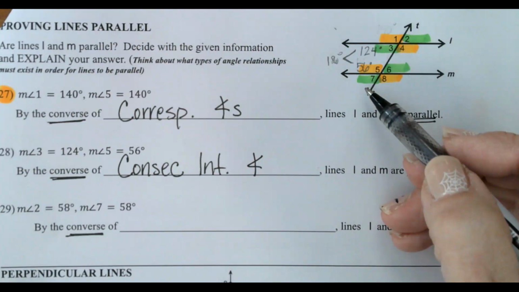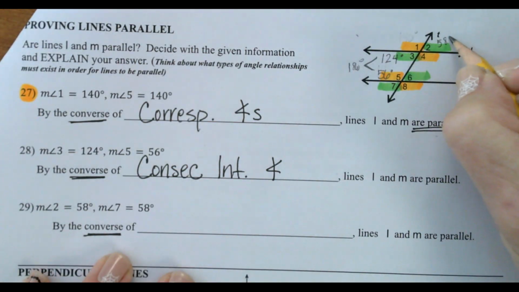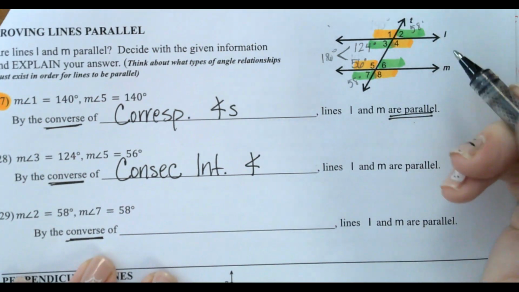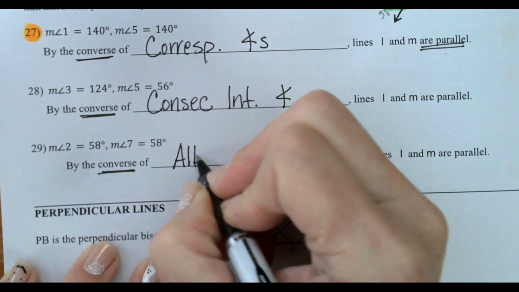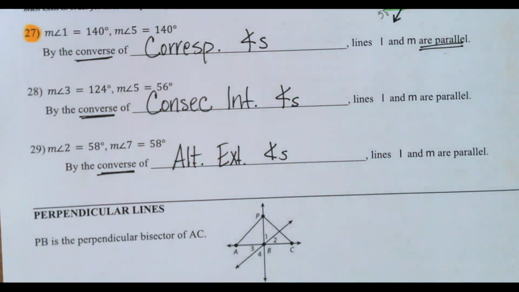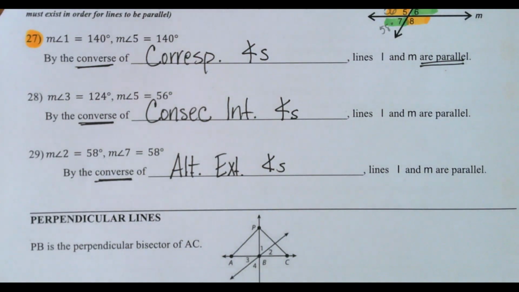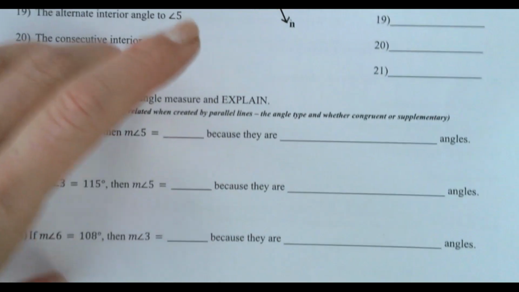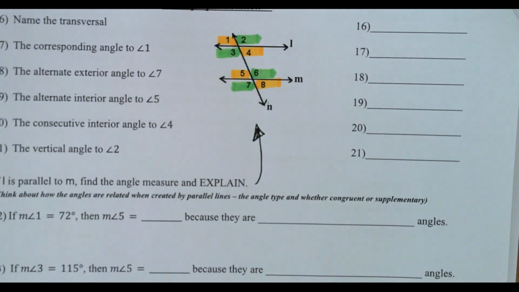2 and 7. 2 and 7, it says they're both 58 degrees. What kind of angles are those? Oh, they're both green. They're both congruent, right? Alternate exterior. Thank you. Okay? And just so you know, on the previous page, this one, you're working it kind of the same way, and you're using that diagram up there. Just so you know, okay?